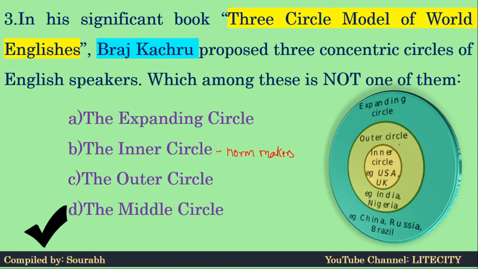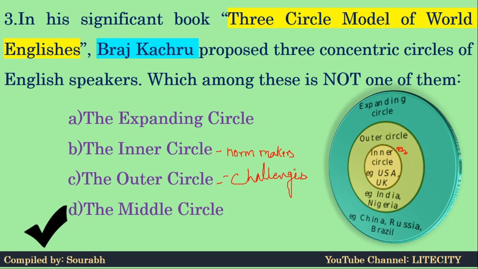The outer circle is basically non-native varieties of English, and it is because of the colonial rule of England for such a long time that these countries have developed their own variety, their own version of the English language. India, Nigeria, many African and many South Asian countries come into this circle. They are not norm makers, but they are challengers. They challenge the norms, and they sometimes make their own rules, their own variations and deviations, which gradually get acceptance.